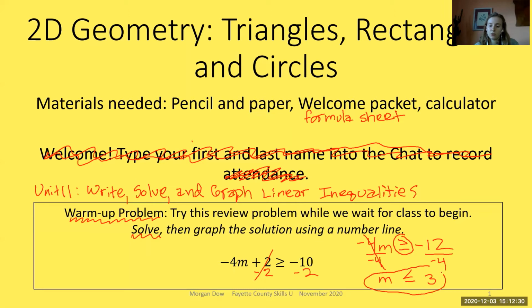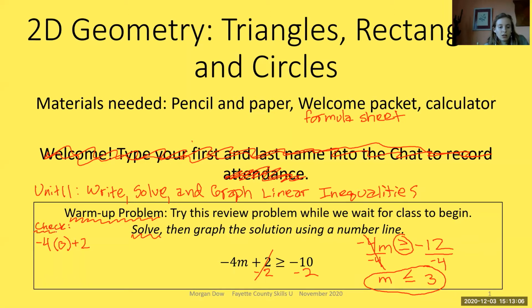This is our solution. And now let's take a little bit extra time here to check our answer and make sure it makes sense. So we're going to pick any number that fits this description. We're going to pick any number that is less than or equal to 3. So I'm going to go ahead and I'm going to pick 0 because that's less than 3. So that will work. And I'm going to return to my original inequality, and I'm going to replace m with the value 0.